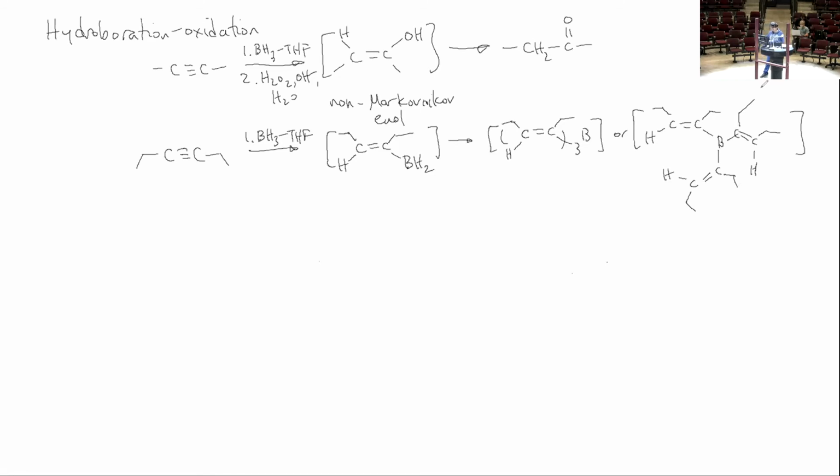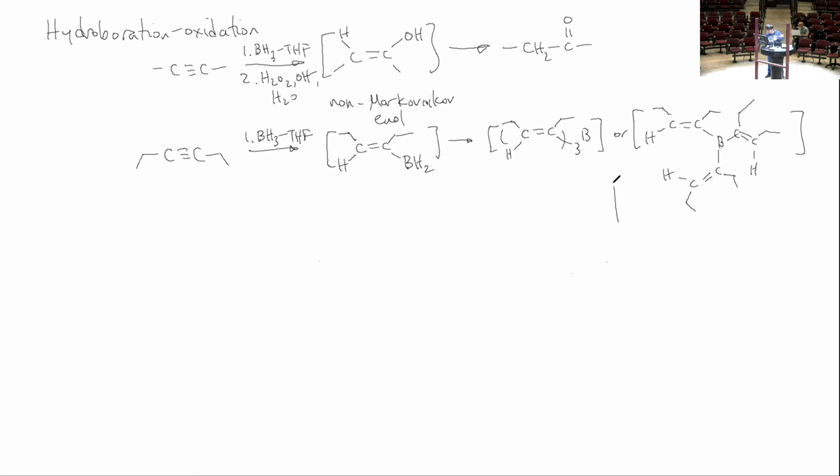Oh, question before. The definition of a terminal alkyne is an alkyne that has an alkyne CH bond. So a CH bond where the C is triple bonded to another carbon. It's also called a terminal alkyne. You can think of terminal as being at the end of the chain. So you can write that intermediate either way.